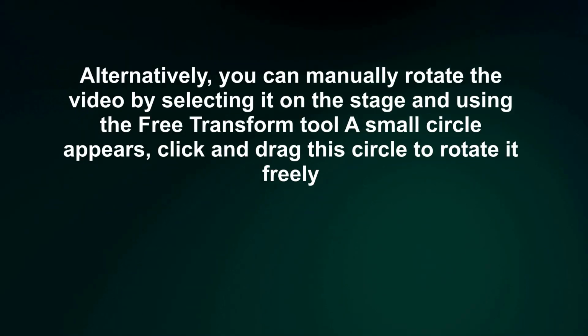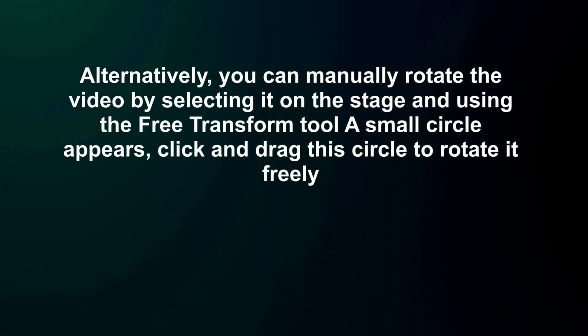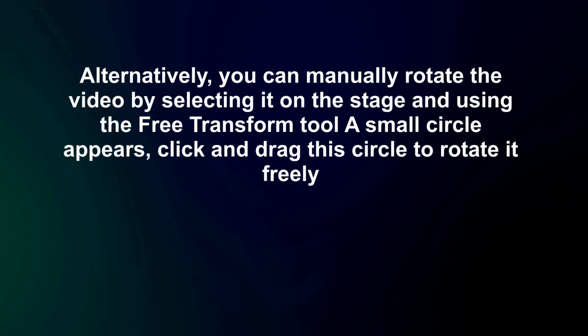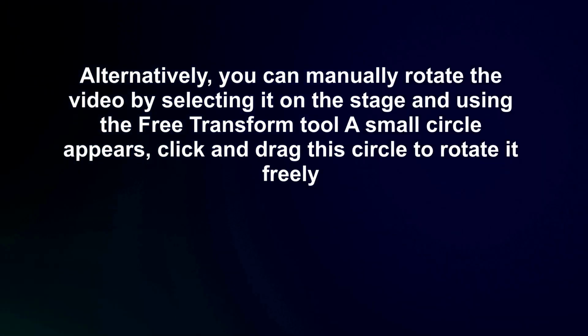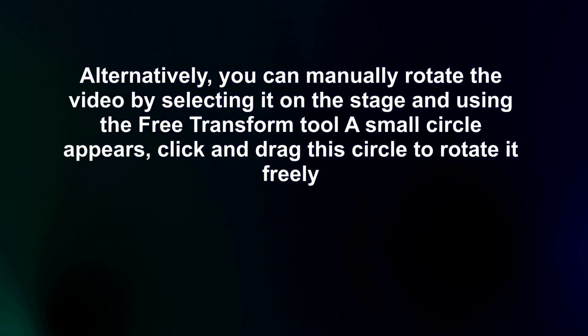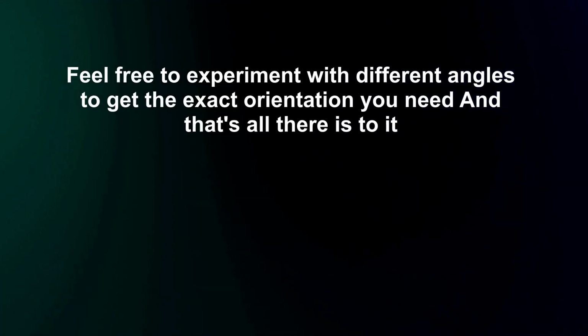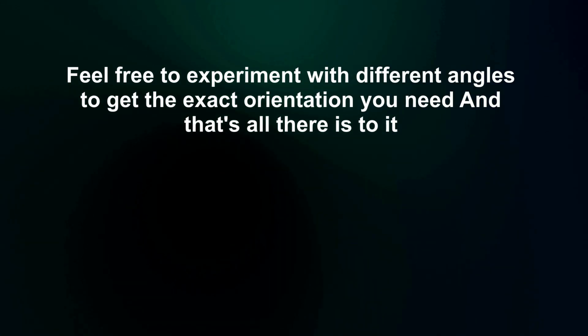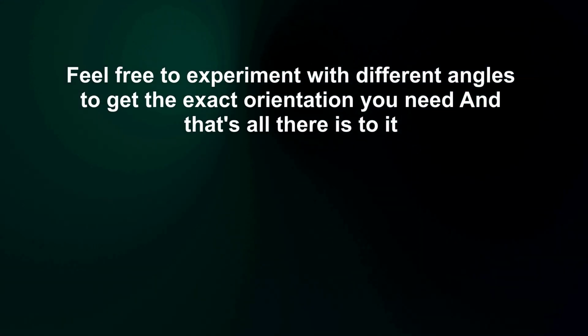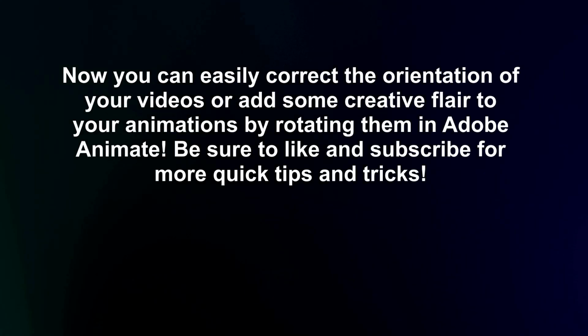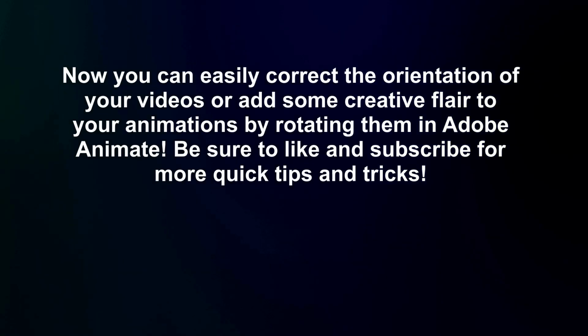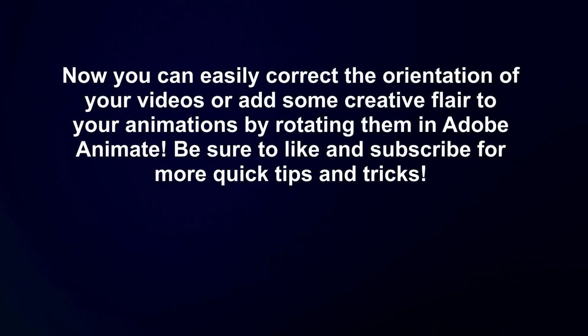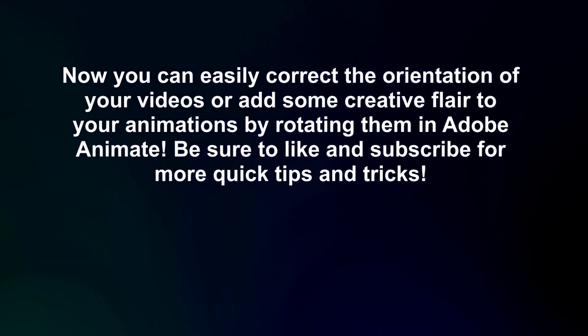Alternatively, you can manually rotate the video by selecting it on the stage and using the free transform tool. A small circle appears. Click and drag this circle to rotate it freely. Feel free to experiment with different angles to get the exact orientation you need, and that's all there is to it. Now you can easily correct the orientation of your videos or add some creative flair to your animations by rotating them in Adobe Animate.